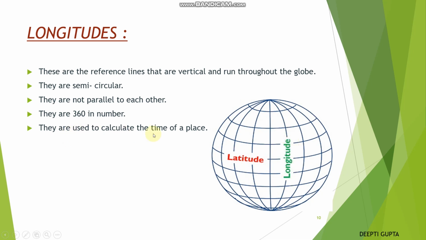Longitudes are used to calculate the time of a place. With the help of longitude, you will be able to know the time of a particular place, whereas with the help of latitude, you will be able to understand the climate of a place. So with the help of these longitudinal and latitudinal lines, we will be able to understand the time and climate of a particular place respectively. These two reference lines are very important in geography.